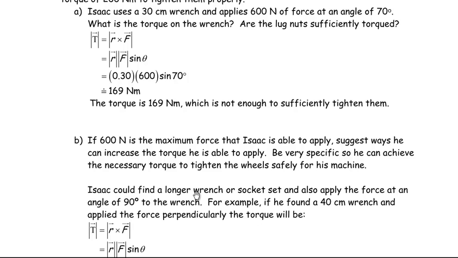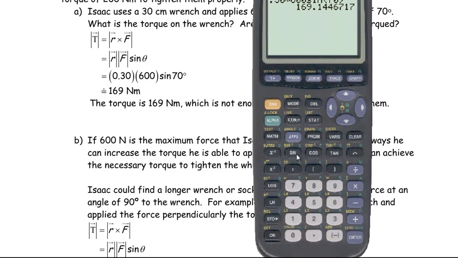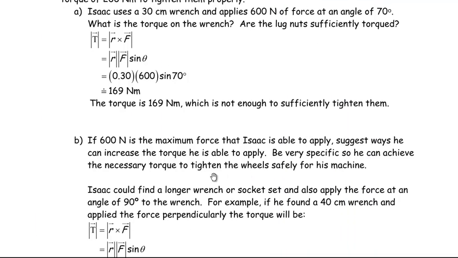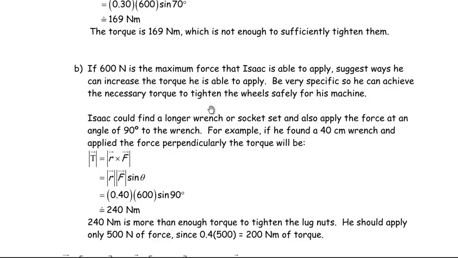Okay, and he could also apply it at an angle of 90 degrees because when this angle becomes 90, you see the sine of 70 is 0.9396, etc. But the sine of 90 is 1. So if you apply the force at a right angle, you get a larger torque. So it'd be a little over 6% higher. So Isaac could find a longer wrench or socket set and apply the force at an angle of 90 degrees to the wrench. So I have an example here.